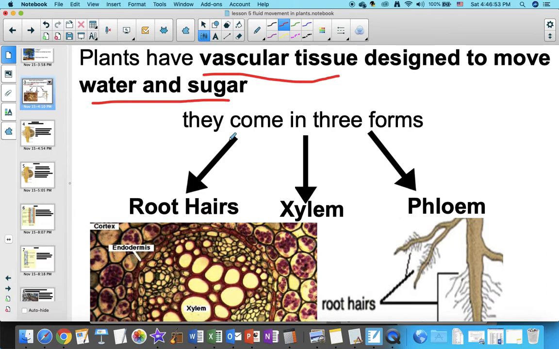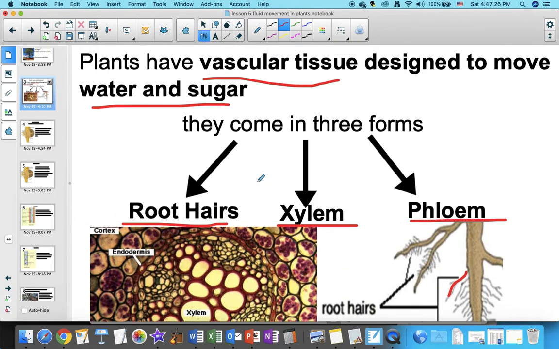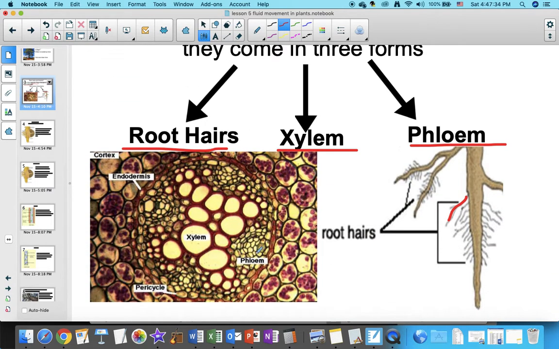So there are three types of vascular tissue in plants. Kind of like how there are three types of vascular tissue in humans, right? In humans, we have arteries, we have veins, and we have capillaries. In plants, we have root hairs, xylem, and phloem. Right? So this is a picture of xylem. We've got phloem on the outside of the xylem, and we also have a picture of root hairs. This is the root. The hairs are these thin, hair-like structures. So we'll be talking about each of these. I should probably move the picture over, but yeah. So we have root hairs over here, xylem and phloem over here in these pictures.